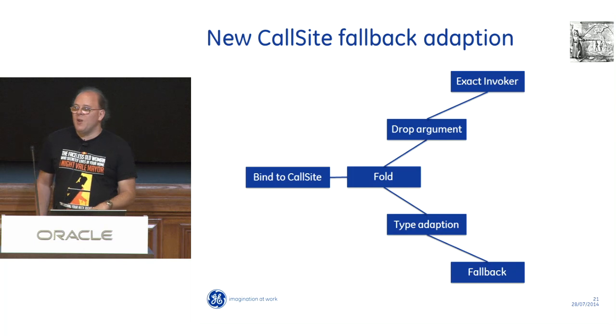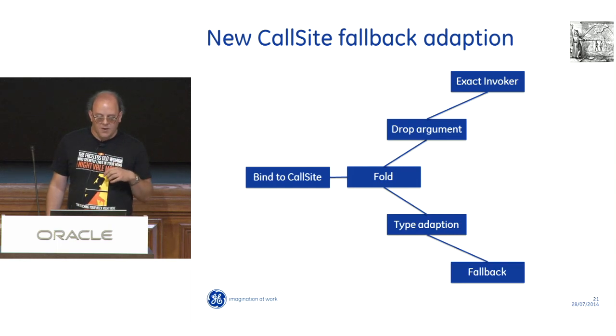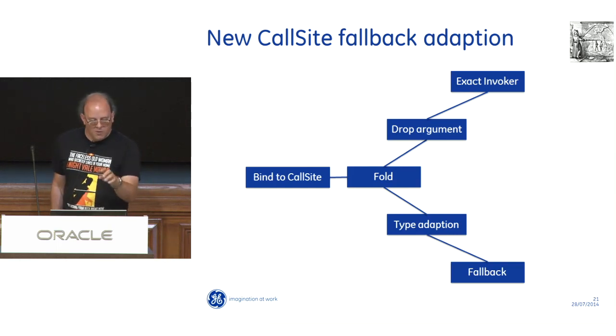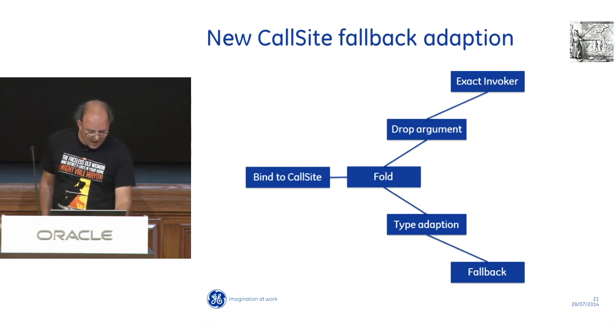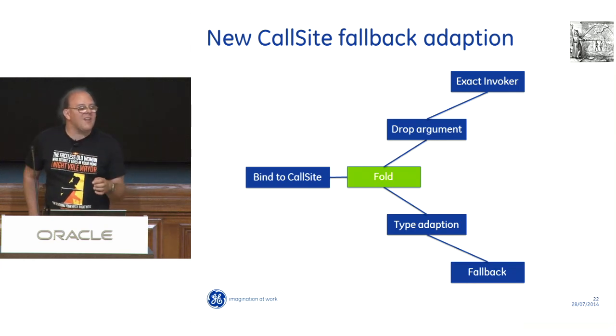So we reordered all of this. We have a fallback, we do some type adaption, we have an exact invoker, it drops the CallSite argument, we combine those together with a fold, and then we bind that to the actual CallSite, and the fold is now something that we can cache and reuse all over the place. That's very useful.